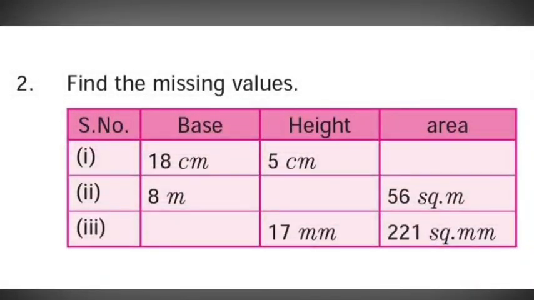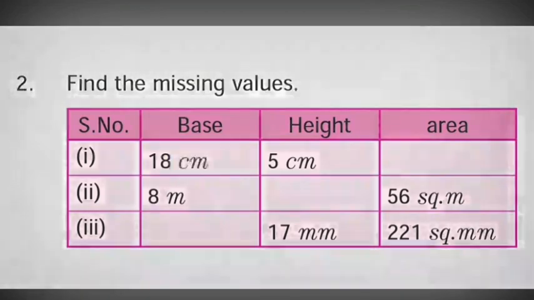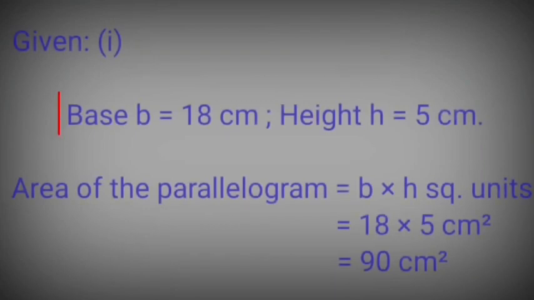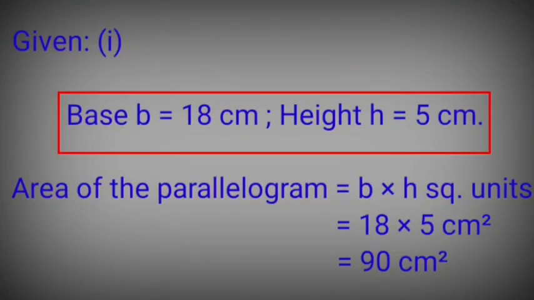Next, in question number 2, a tabular column is given. In the tabular column, some of the measurements are given. By using those measurements, we should find the missing values. In subdivision 1, base b is equal to 18 cm and height h is equal to 5 cm is given. Area of the parallelogram is missing. We should find the area of the parallelogram by using the formula b into h.